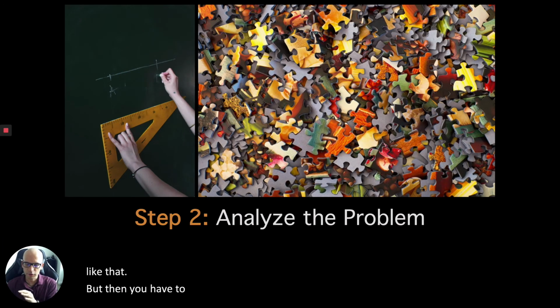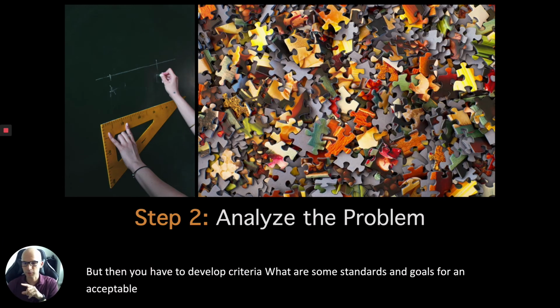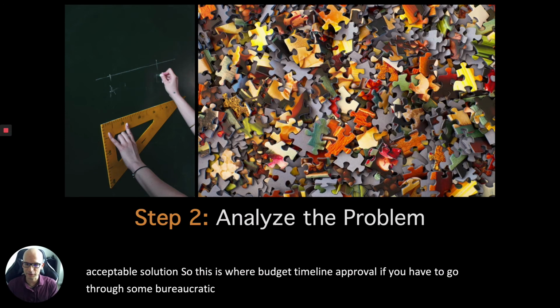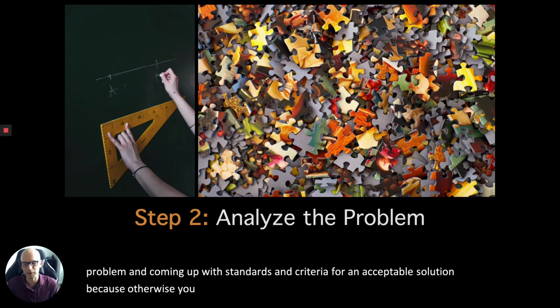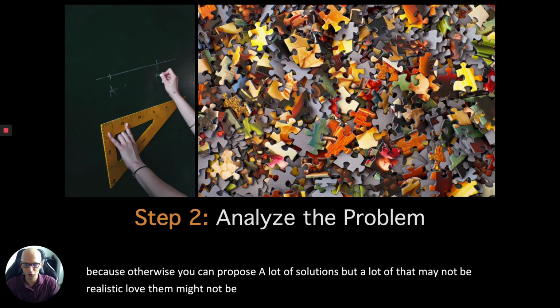So what are some standards and goals for an acceptable solution? This is where budget, timeline, approval, if you have to go through some bureaucratic hoops, all of these things are part of analyzing the problem and coming up with standards and criteria for an acceptable solution. Because otherwise you can propose a lot of solutions, but a lot of them may not be realistic, a lot of them might not be timely. And so SMART goals help you establish criteria for a solution.